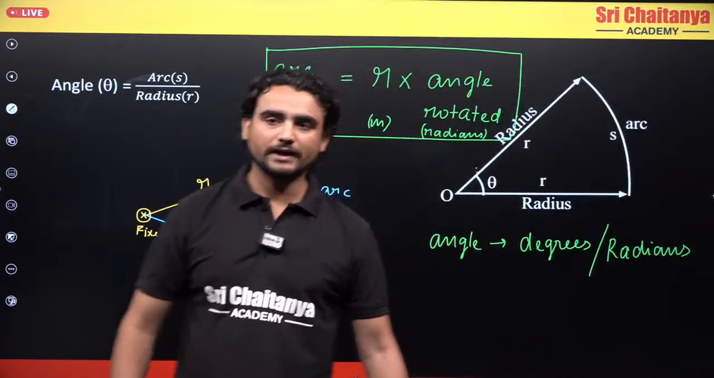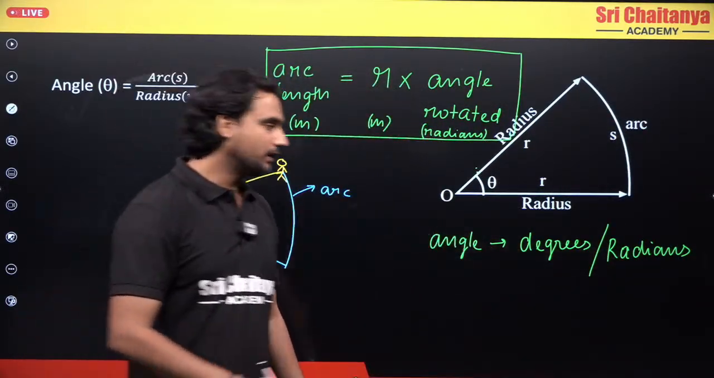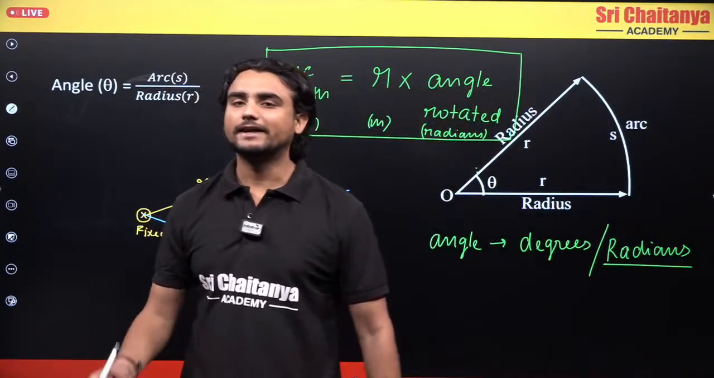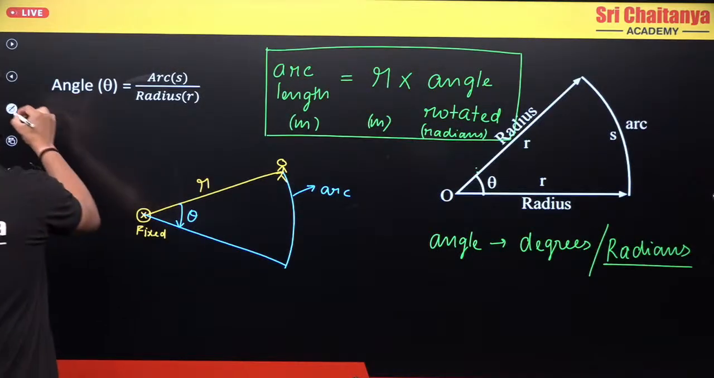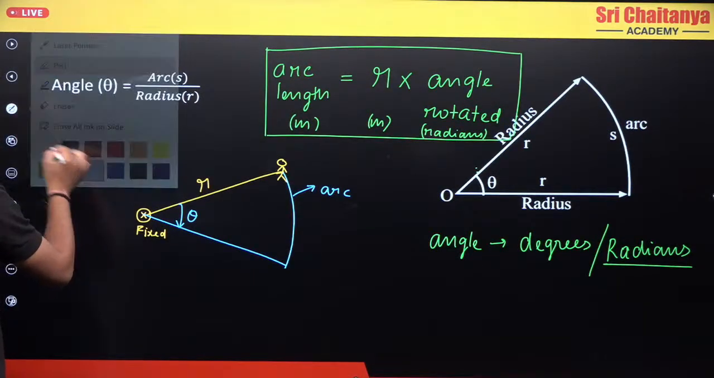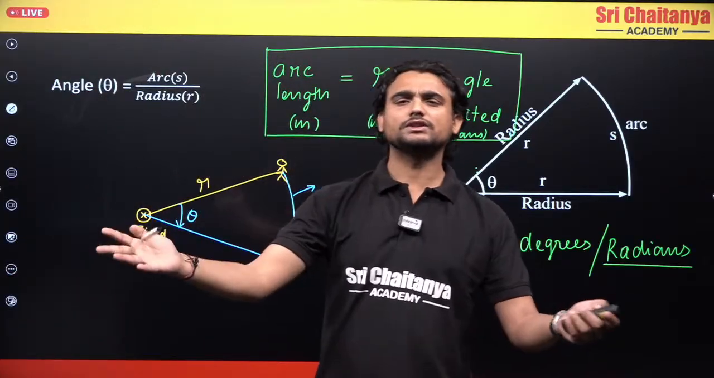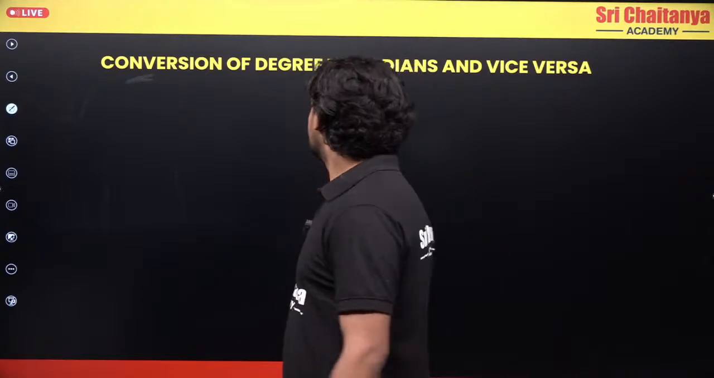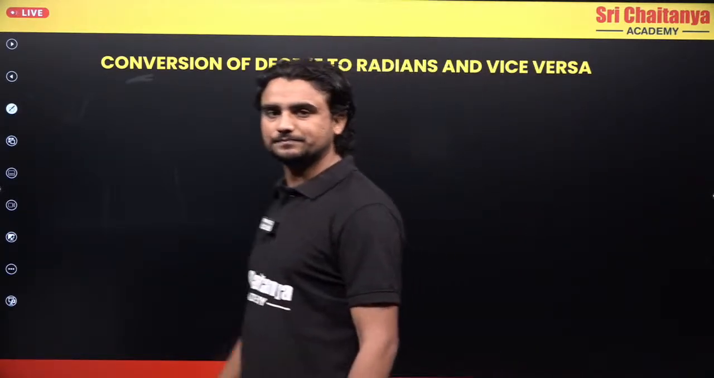Okay, I can measure my angle in degrees as well as radians. But the SI unit for this is radians. We use radians as the SI unit, so this is very important here. Till now, what have we studied? We have studied in degrees, right? So now I should know the conversion from degrees to radians and radians to degrees, vice versa.